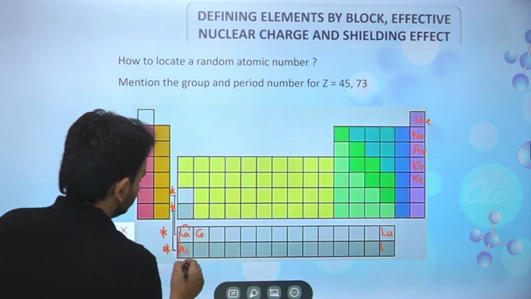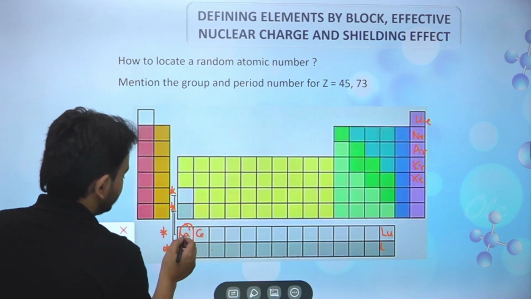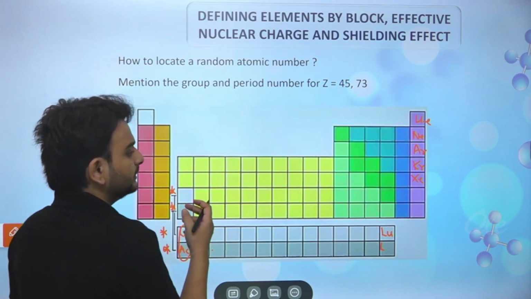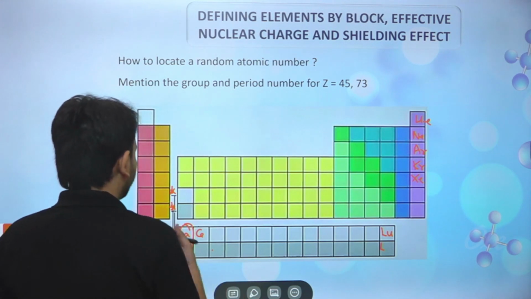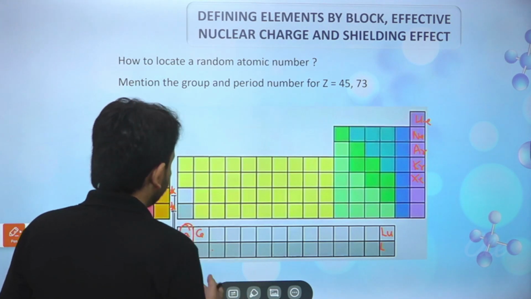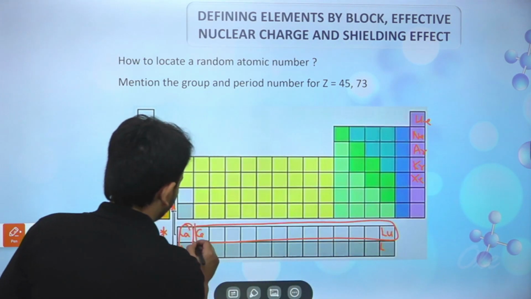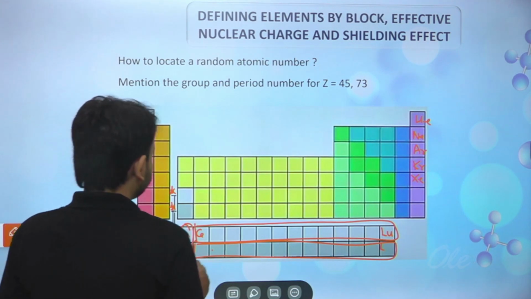So these two are not exactly f block elements. The final electron goes into the d subshell. Ideally, the probability of that is high, right? But this is definitely f block. These 14 elements are f block and these 14 elements are f block, right?